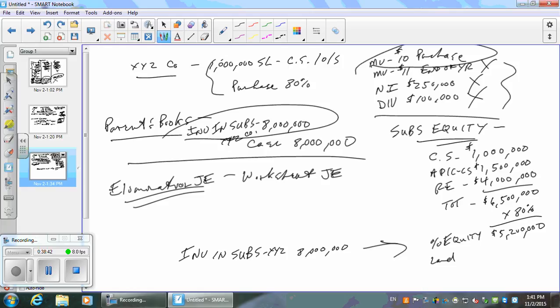Let's say land is on the books at $800,000, and the market value is $900,000. Let's say that was the case. What needs to happen to land? For the consolidated statements, you want to show it at market value.